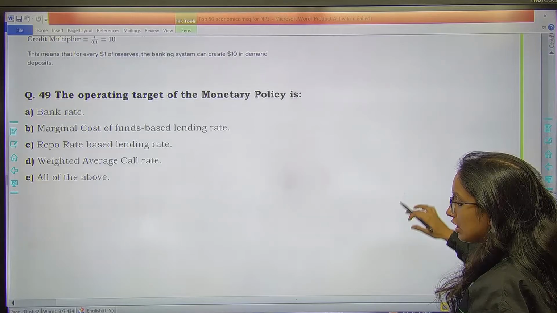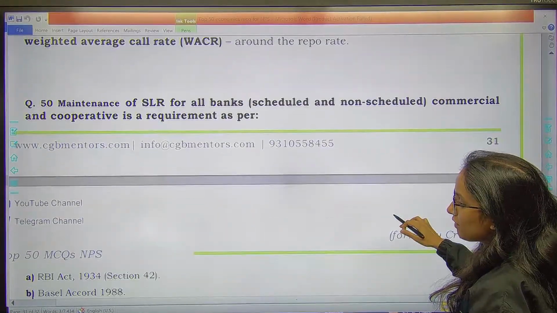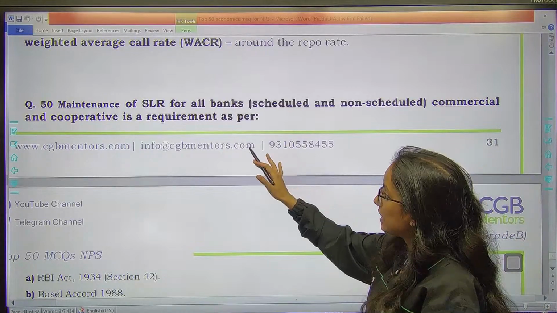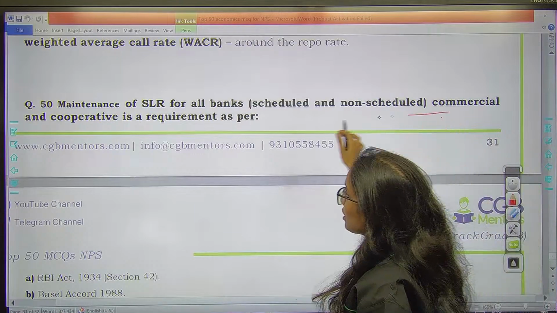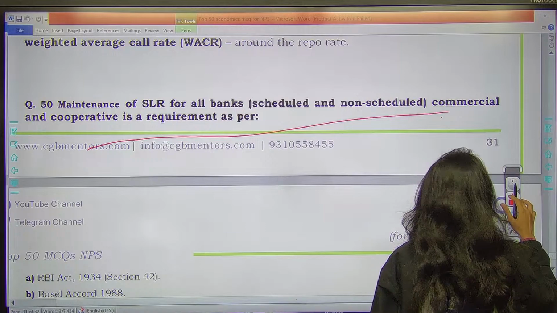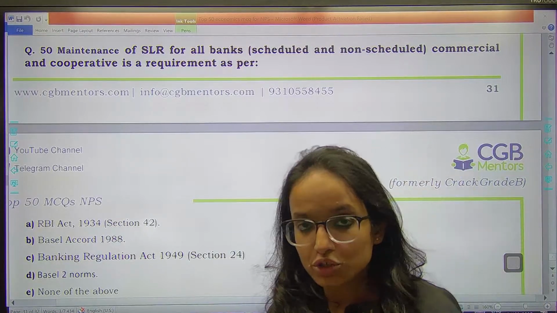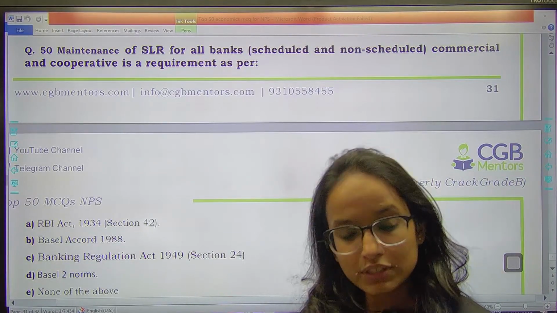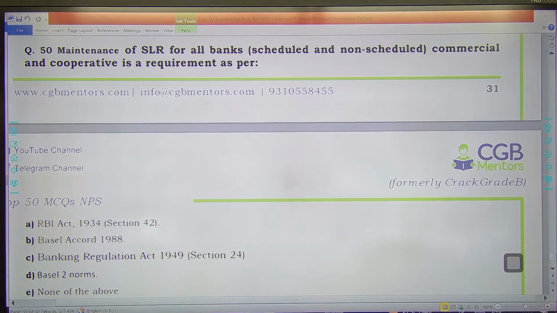Then next question, the last question for the top 50 MCQs. Very, very important one. These have to be revised carefully. Maintenance of SLR for all the banks, scheduled and non-scheduled, commercial banks and cooperative banks is required to be maintained under which section of which act? The mandatory requirement of the Statutory Liquidity Ratio for all commercial, cooperative, scheduled and non-scheduled banks is as per which act, in which section?